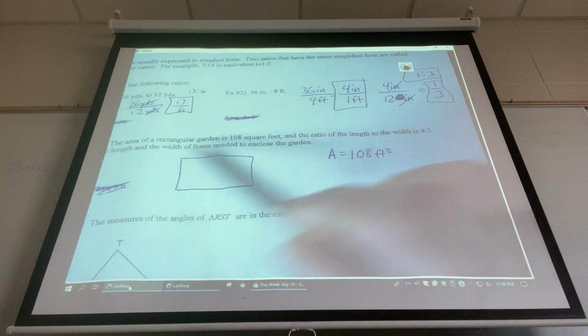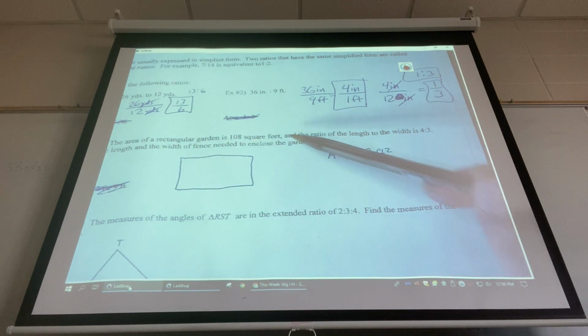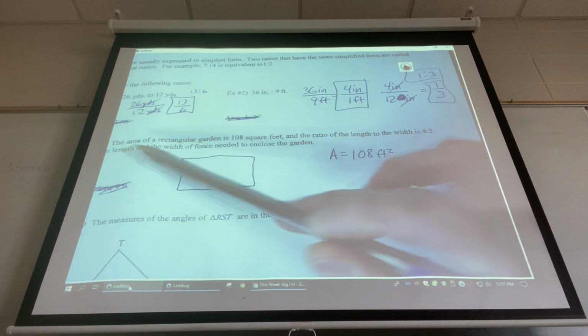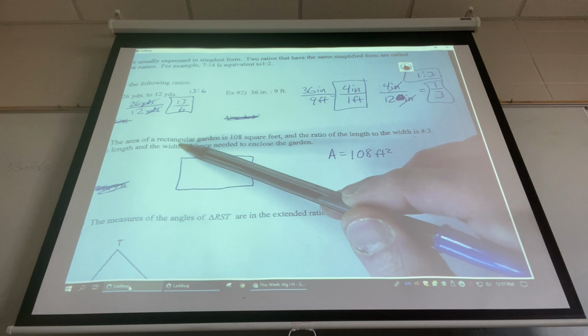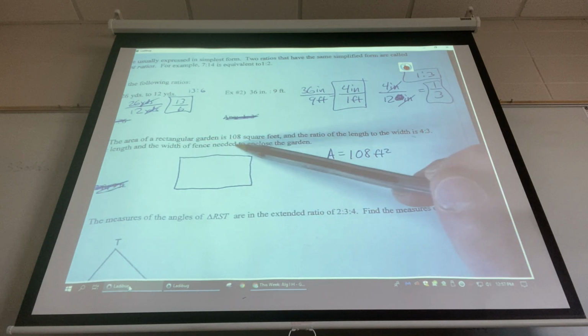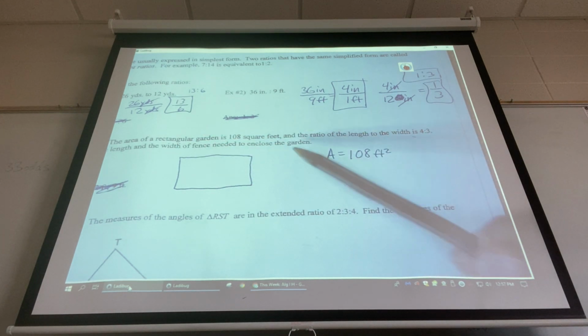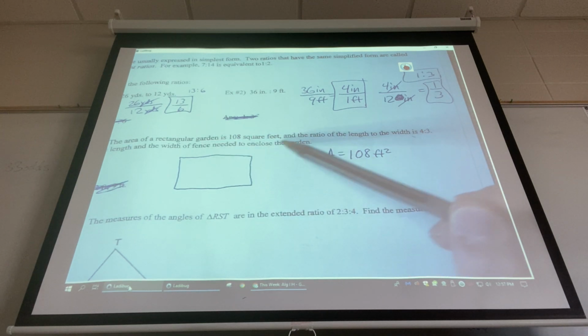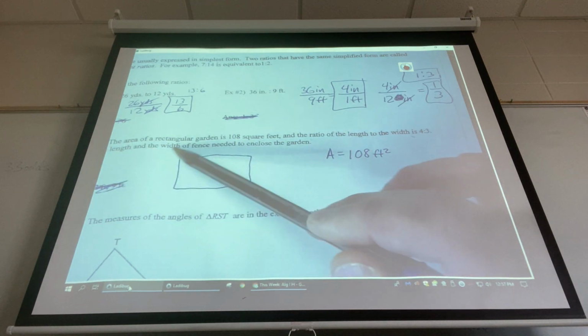It says a rectangular garden is 108 square feet, area of it, and the ratio of the length to the width is 4 to 3. Find the length and the width of fence needed to enclose the garden. Now, when I first read this, I'm kind of thinking I might have to get perimeter, but I don't think so. It's actually just saying find the length and the width of the fence.